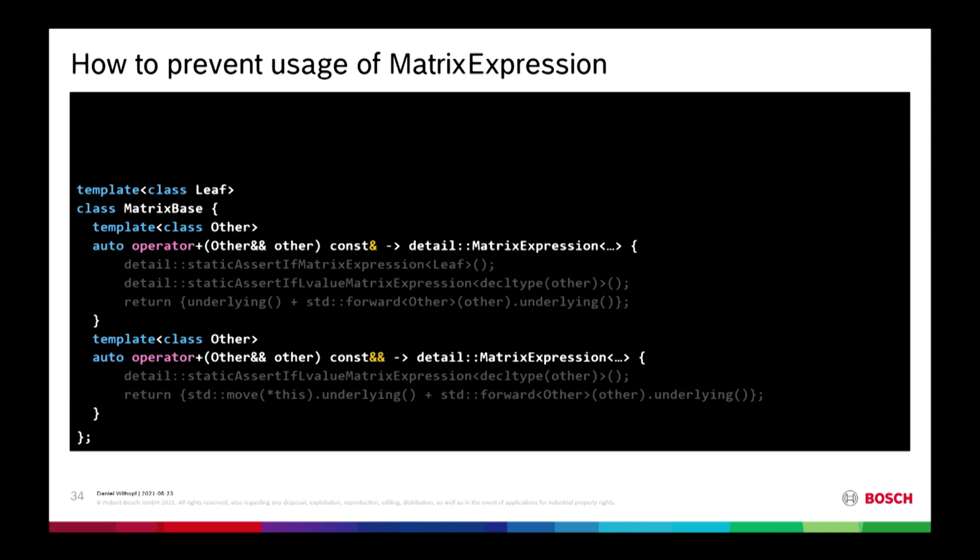So we're again looking at the addition operator that we've seen earlier in our matrix base class, and we now need two overloads of that method. The first one has an lvalue reference qualifier, meaning it will be executed when we do the operation on lvalues, so on named variables. And the second one will be executed on rvalues if we're doing that on temporaries.